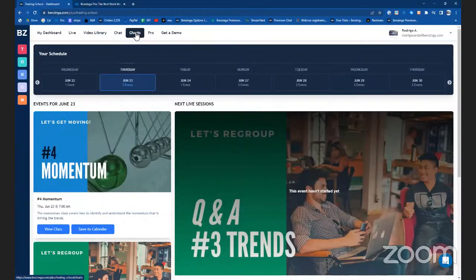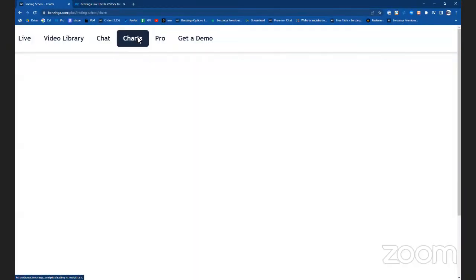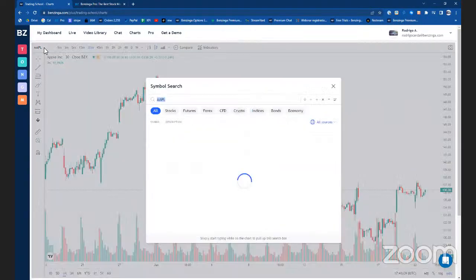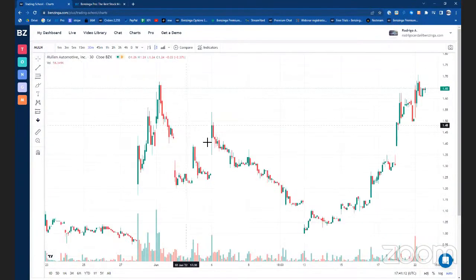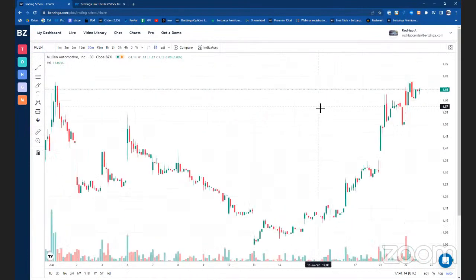If you do want to pull up charts, you can also do that right there, if you want to have everything inside this same platform. So this is another stock that I've been playing around with, Mullen.